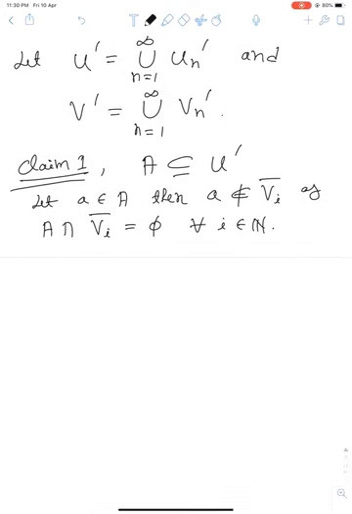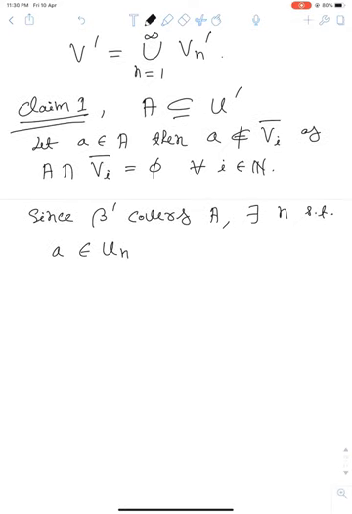Okay. Now since a belongs to A and that collection u1, u2, u3, that collection is the collection beta dash, which covers A. Now since beta dash covers A, there exists n such that a belongs to un, right?